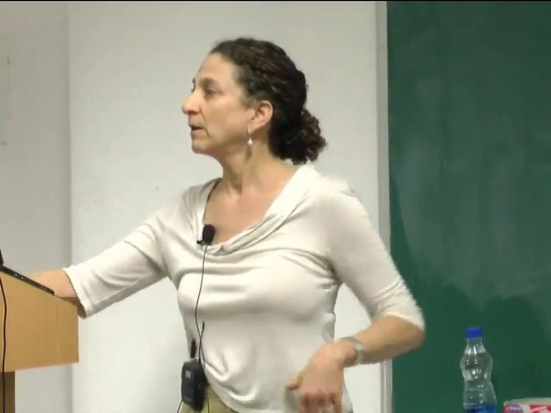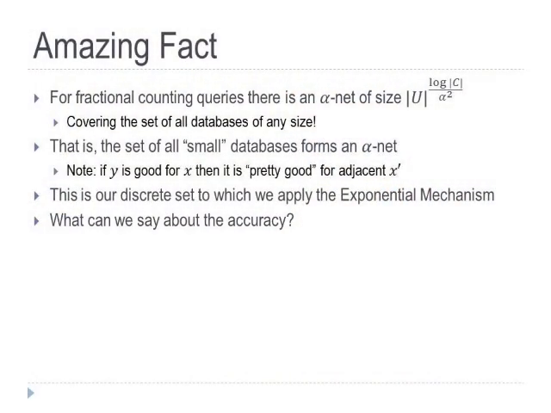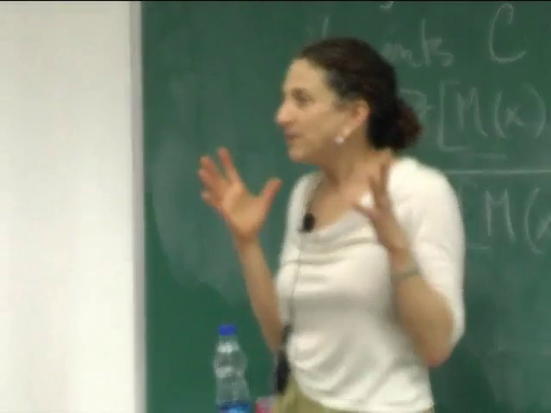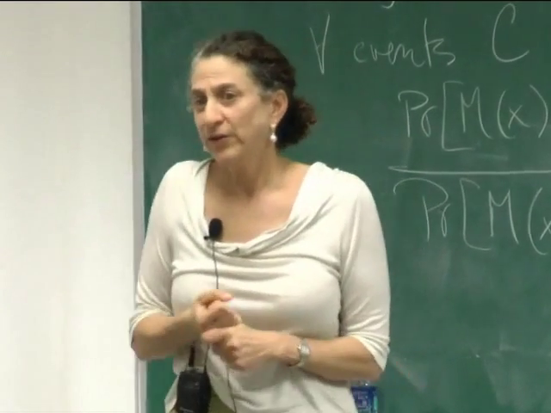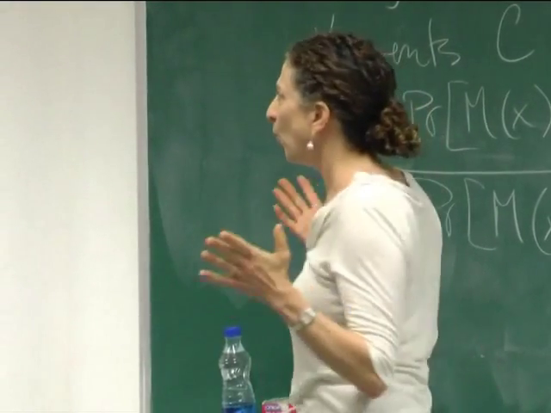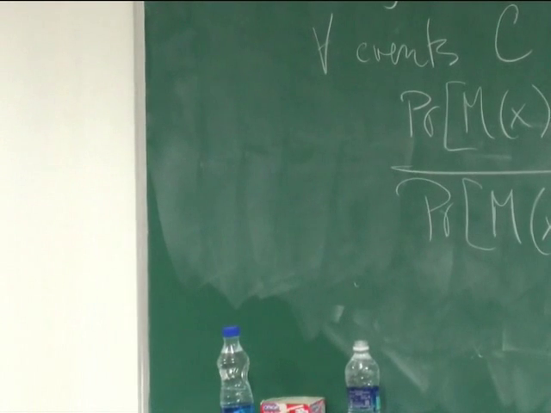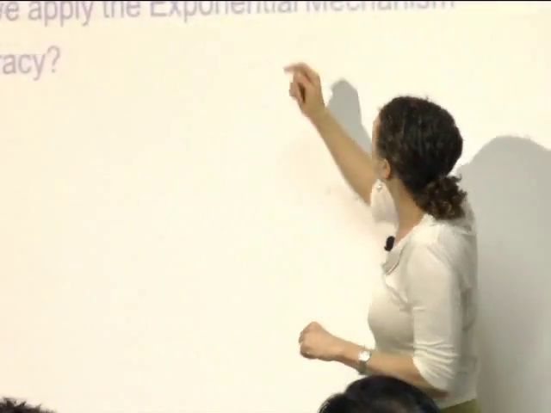So why some databases of X now? They're just arbitrary. It turns out they're just arbitrary. In fact, that's actually important. And here's an amazing fact that I'm not going to prove to you, although if there's great demand, we can discuss it in a problem session. For fractional queries, there is an AlphaNet that has that size. What is that size? This is the size of the universe. Remember, this is our universe of data types. This is what people can look like.